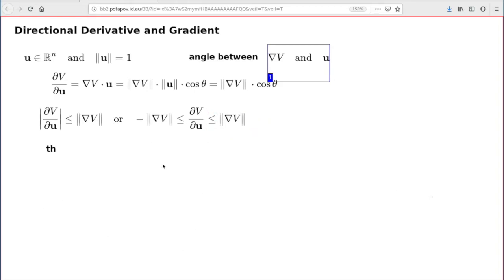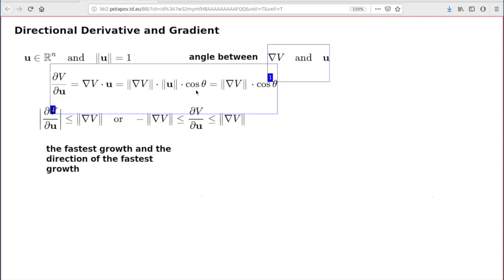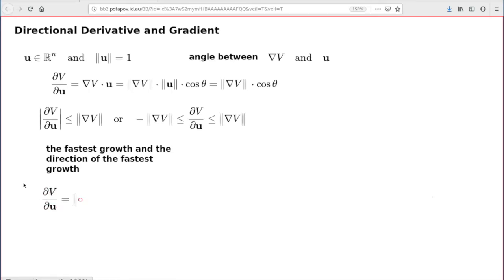And that's what we call the fastest rate of change, or the fastest growth, and the direction of that fastest growth. So the result which you have to remember is that any function where this formula is applicable has the fastest rate of change in the direction of the gradient. So that's what I'm saying here: the fastest rate of change of any function at any point is always the magnitude of the gradient and is always in the direction of the gradient.